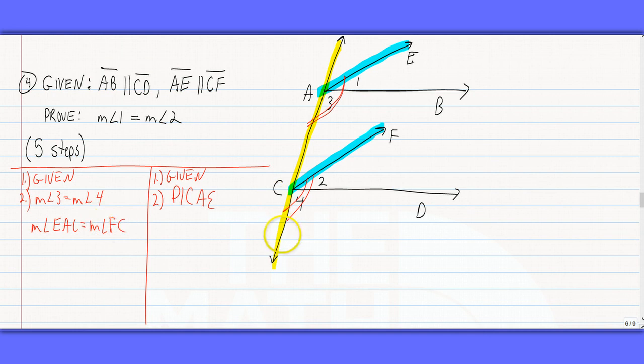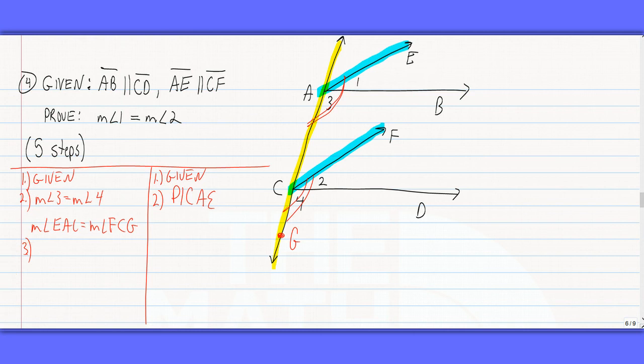And I don't have a letter down here, but I know that there are a lot of points on this line, so I'm just going to put a point there. I'll call it point G. So that means that this is angle FCG. That's also because parallel implies corresponding angles equal. That's still in step number 2.